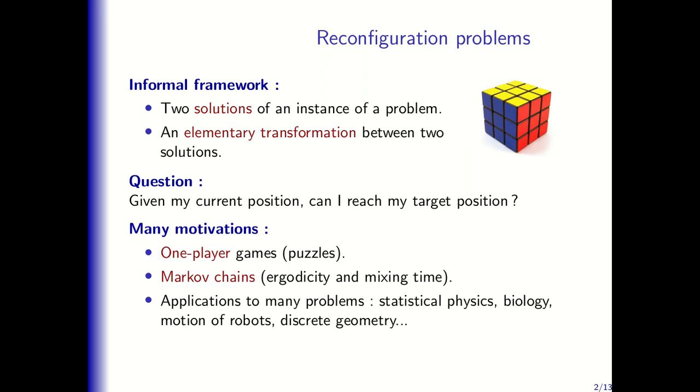And so these reconfiguration problems have links with many fields. For instance, statistical physics, where they use Markov chains a lot and want to generate solutions using Markov chains, but also motion of robots, discrete geometry, where you want to transform some representation of some graph, for instance, into another one, but also biology, where you want to determine distances between species. In that case, usually you want not only to find a transformation, but to find the optimal one, the length of which gives the distance between the species.